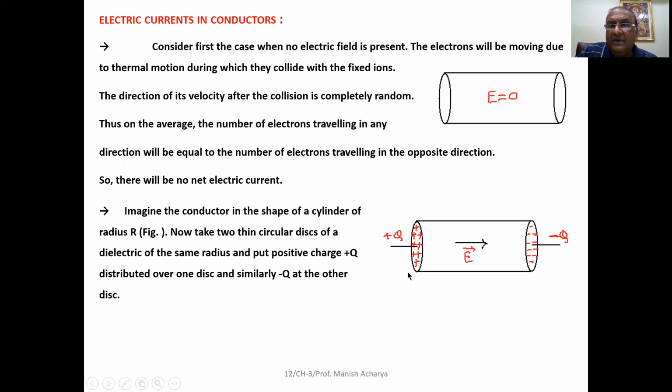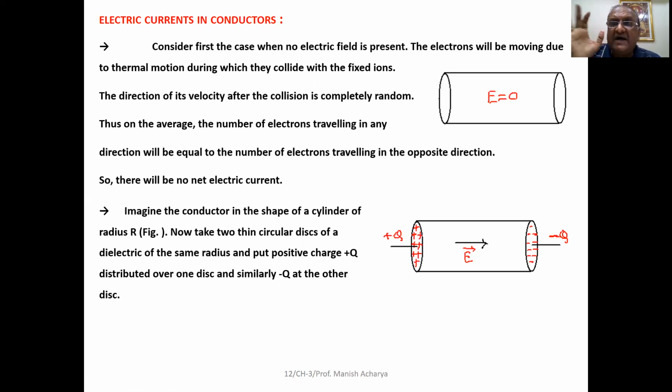Now, one end of the conductor, we can say, is positively charged, because the positively charged plate is attached there, and the other end of the conductor is negatively charged, because the negatively charged plate is attached there. So inside the conductor, an electric field will be developed from positive to negative. Now we know this thing.